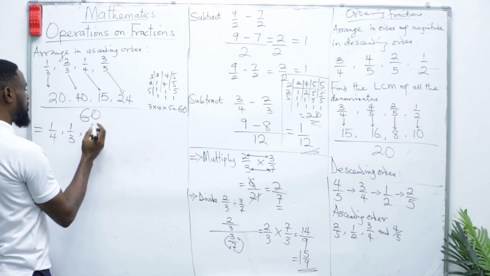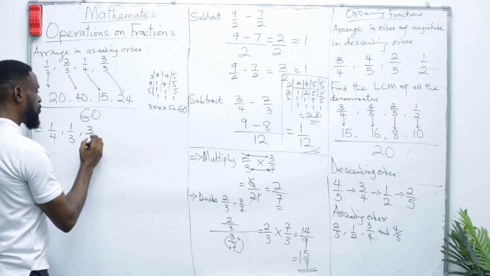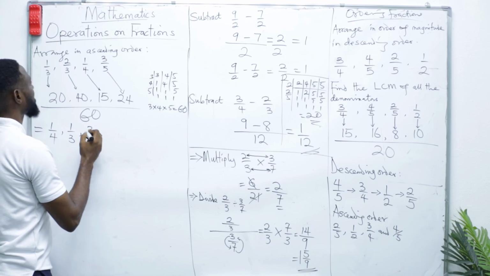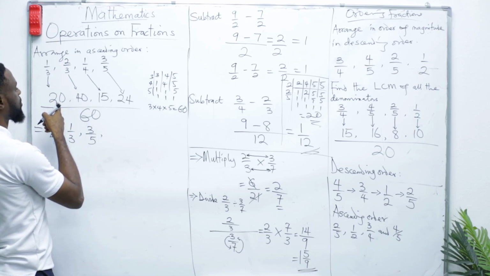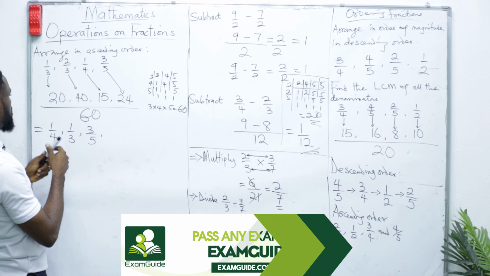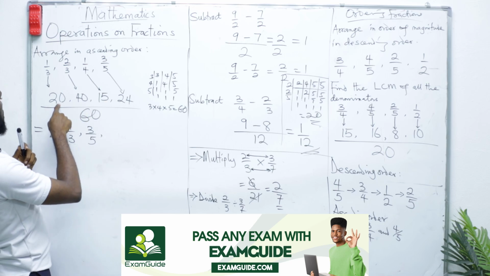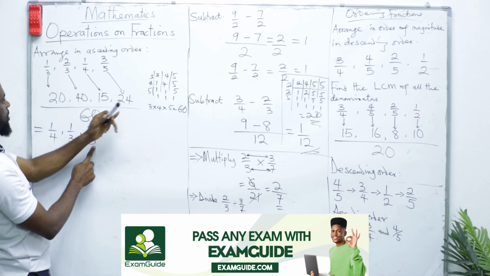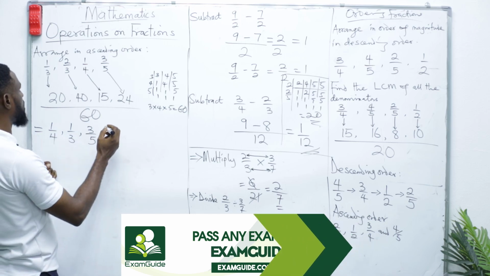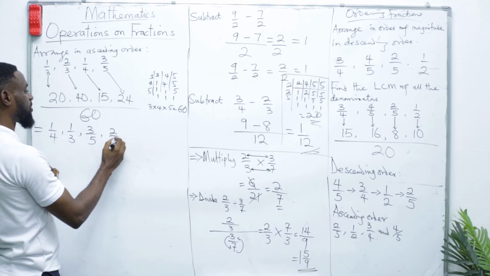The next one is 24. That is 3 over 5. And the last one is, no. This is 15. 1 over 4. 20. Yes. 1 over 3. Yes. Okay. Then 40. Then 2 over 3.